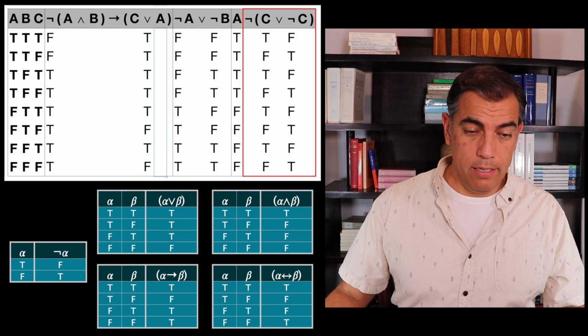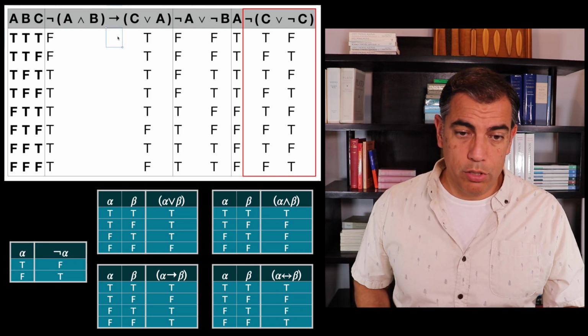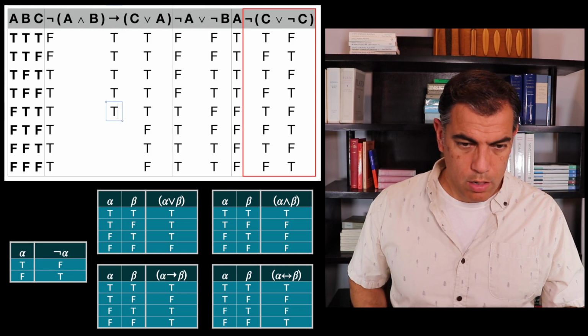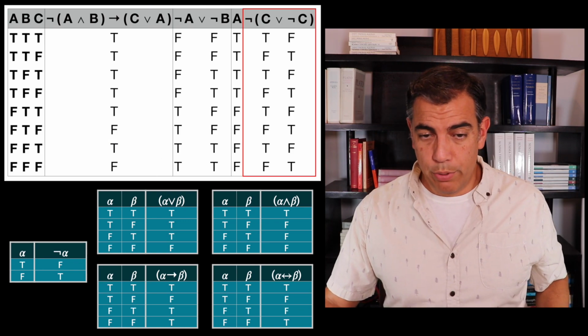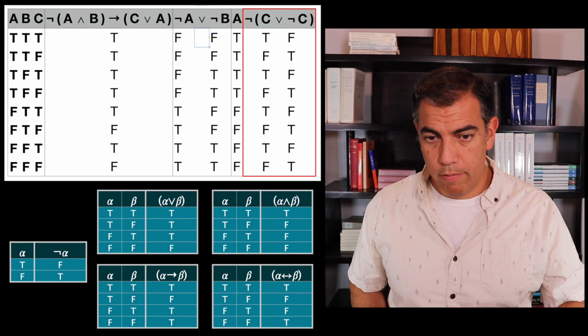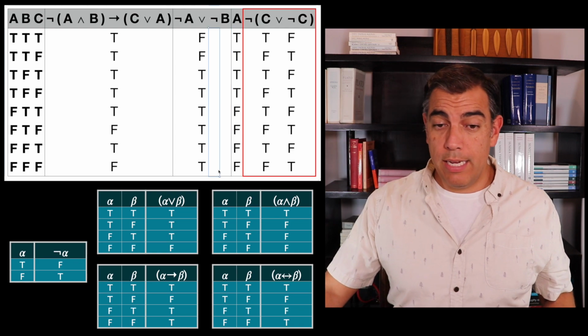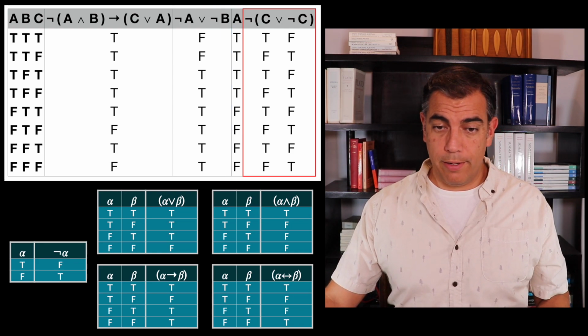And now let's build that conditional. Only false when we have a true antecedent and a false consequent, otherwise true. Premise two, we can build that disjunction pretty easily. Only false when both disjuncts are false. Premise three is a simple proposition. We don't have to build that at all. Let's build the disjunction in the conclusion.